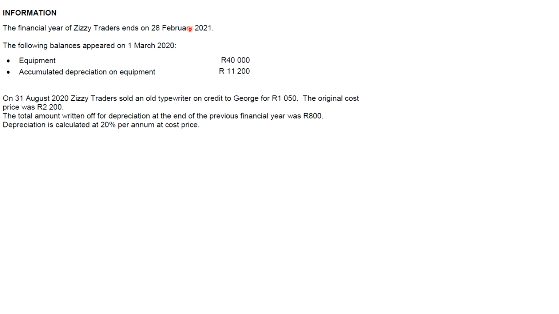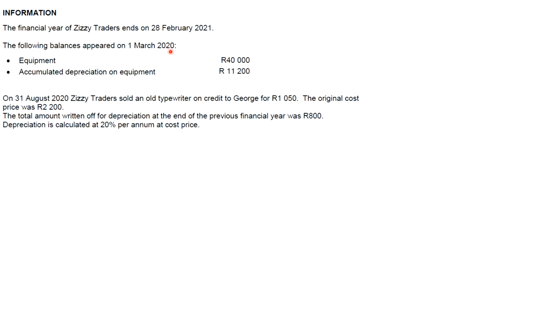So it's really simple. If it ends at 28 February, you just go the following month, but the previous year. So 28 February 2021, that means our year started at 1 March 2020. Also, you can see here where they gave us our balances for 1 March 2020. That's our opening. That's when the year starts, our financial year.